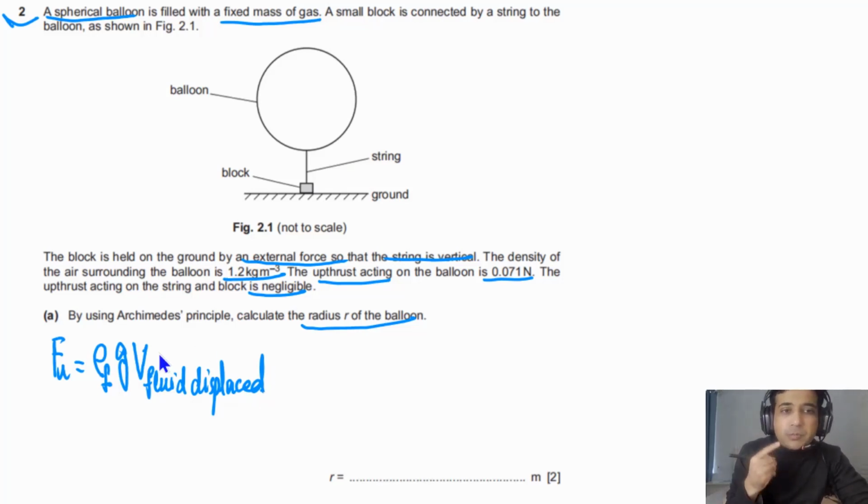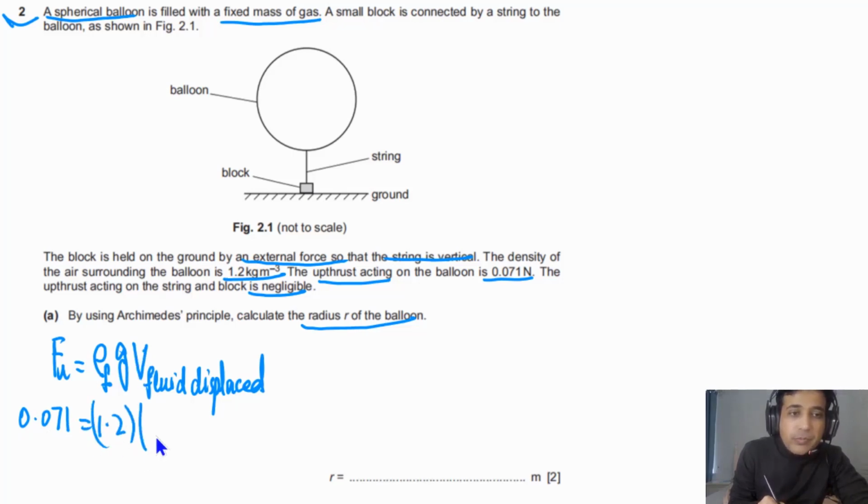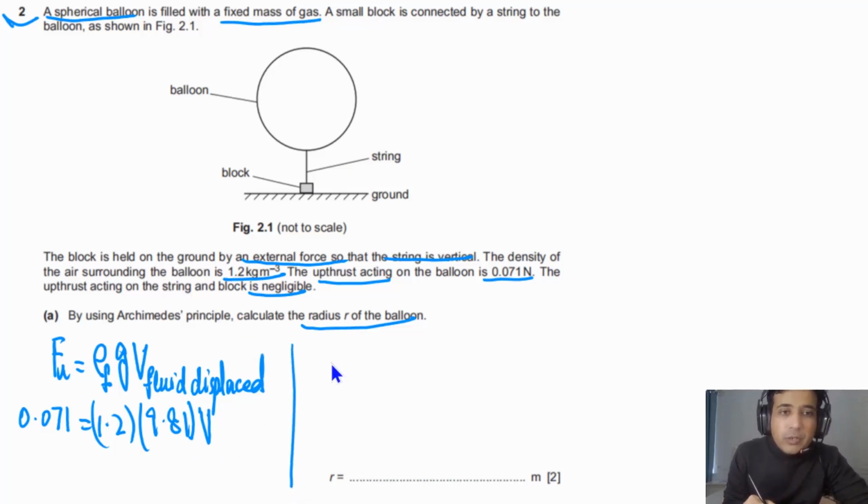Now simply in this case we can plug in values. What values are given to us? We have the value of upthrust, that is 0.071, and the density of the fluid is given, that is 1.2, and the value of G is 9.81. So here we can simply write down V, this is the volume of fluid displaced. We need to calculate the radius of the balloon, so we can rearrange a little bit. Volume in this case will be equal to 0.71 divided by 1.2 times 9.81. So from here we can get the value of volume.